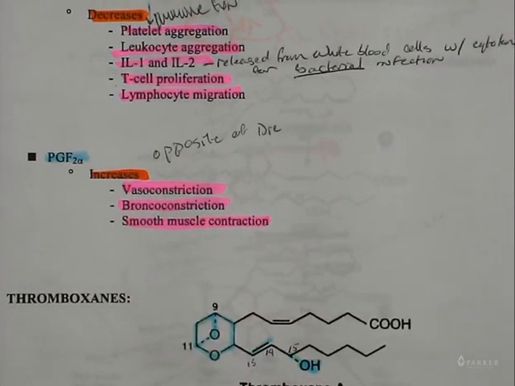PGF is this little alternate. PGF basically does the opposite of PG DIE. PGF increases vasoconstriction. It causes bronchoconstriction and smooth muscle contraction. There's your uterine smooth muscle contraction. Now, you also know that smooth muscle contraction must go with bronchoconstriction and vasoconstriction because those are smooth muscles, right? So if you're vasoconstricting, bronchoconstricting, you're smooth muscle contracting. Or if you memorize smooth muscle contraction, you know it's vasoconstriction, bronchoconstriction. So PGF does basically the opposite of DIE, causing smooth muscle contraction.